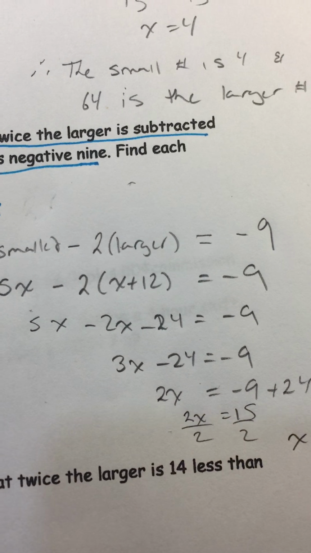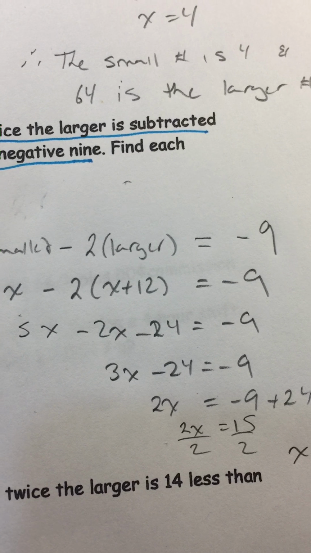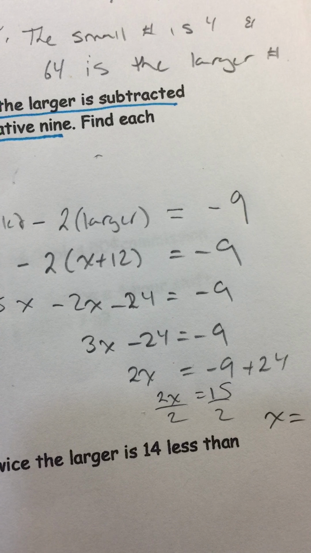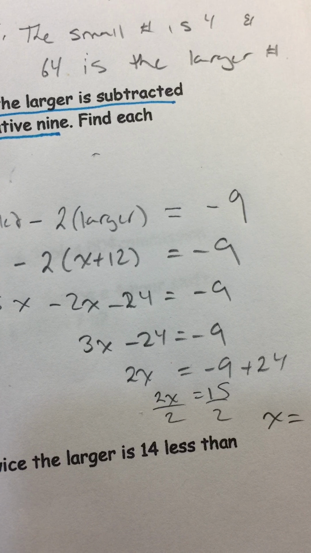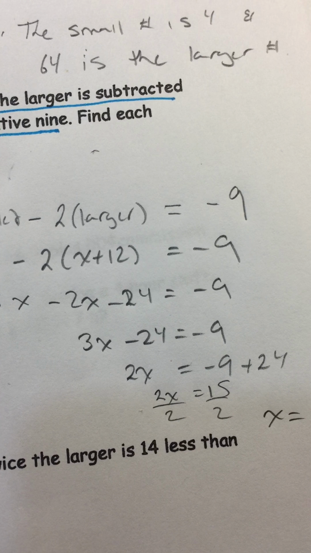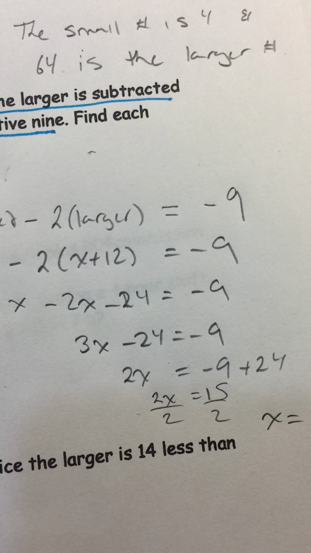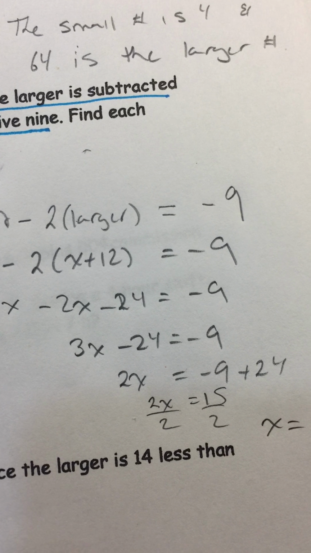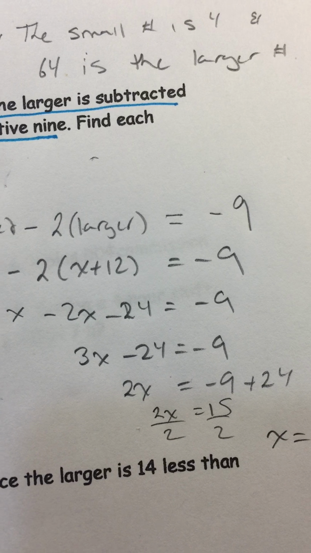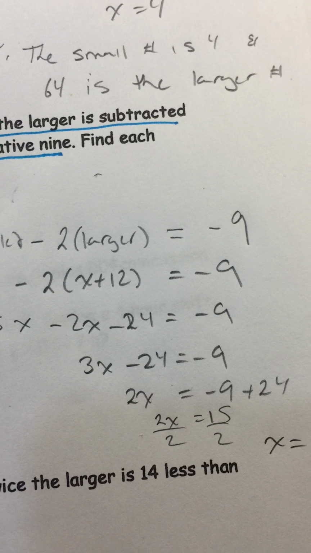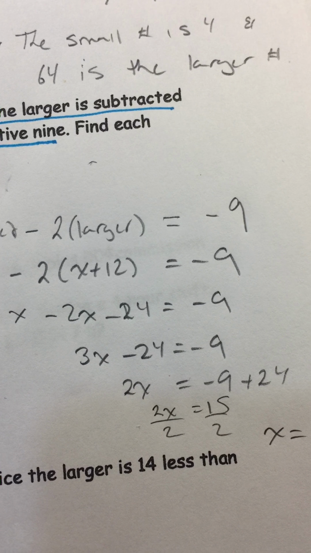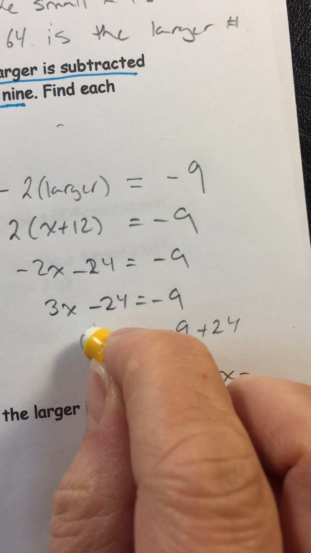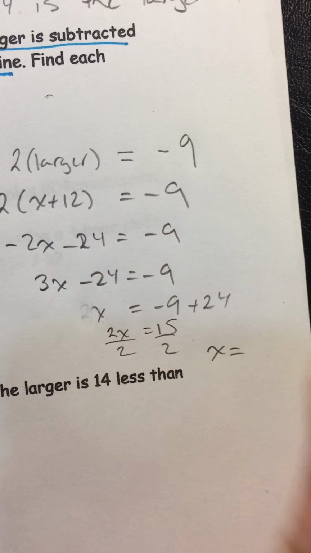Hang on, let's see if I mess this up. The difference of two numbers is 12. When twice the larger number is subtracted from 5 times the smaller, the difference between them is -9. So 5x subtract 2x subtract 24 equals -9. Oh. I see where I went wrong. It's not so bad. This is not 2x, it's 3x.